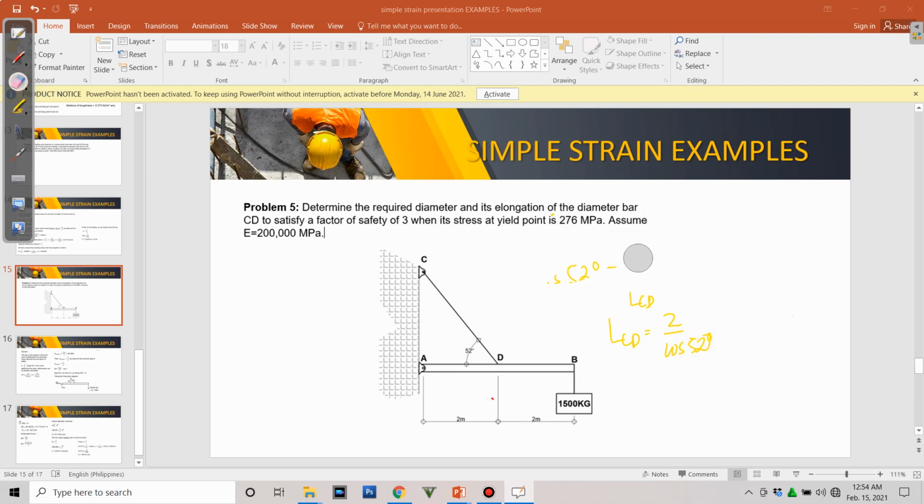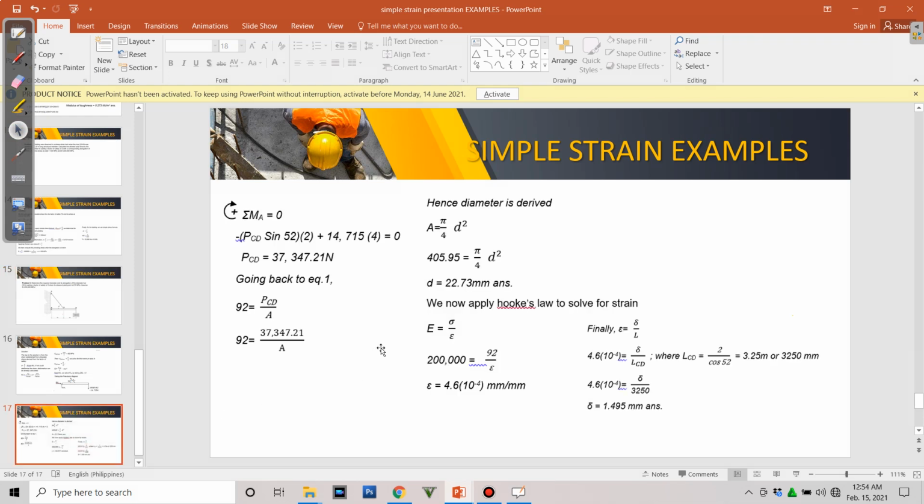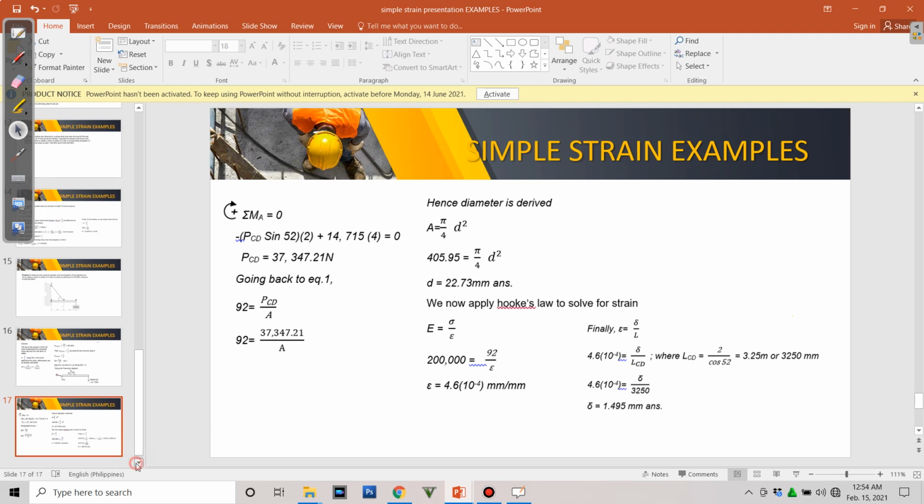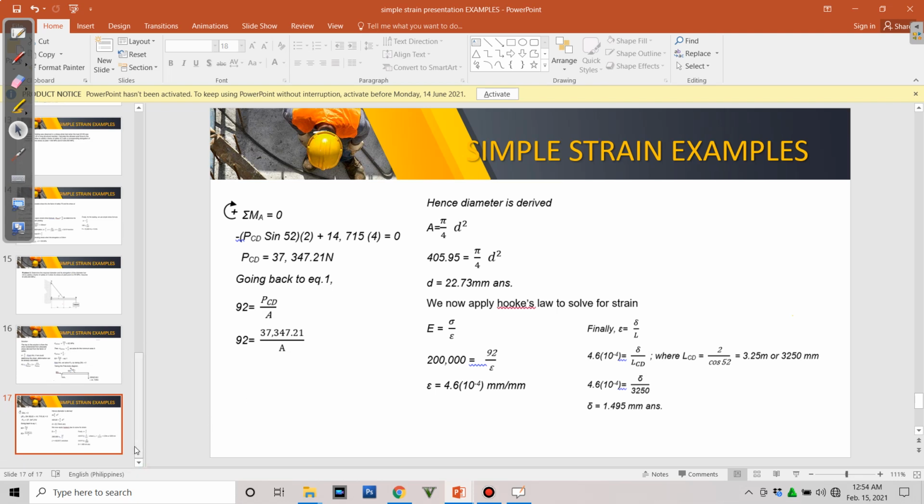Okay, you can see it in the solution. So 2 over cosine 52, that will be equal to 3.25 meters or 3,250 millimeters. Finally, the deformation is just equal to 1.495 millimeters. So this is the answer for the fifth problem.